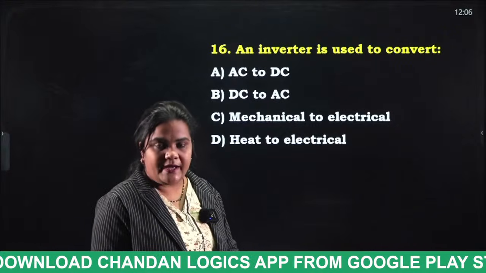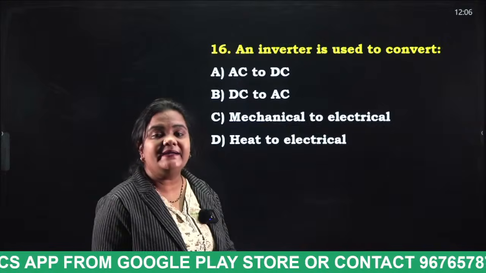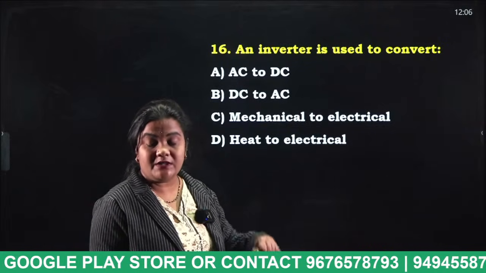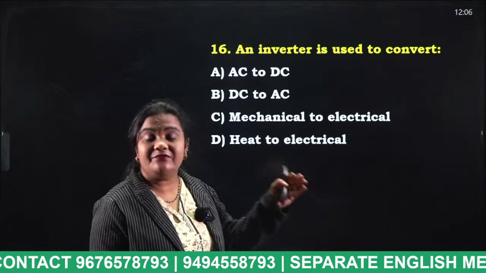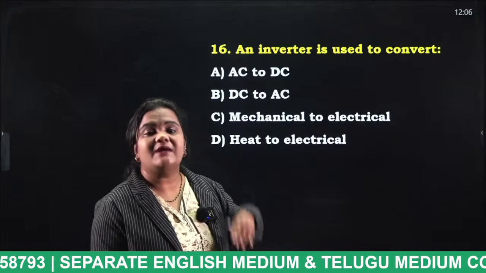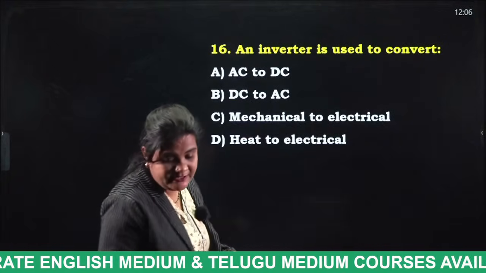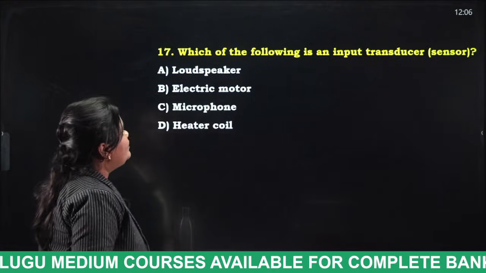Inverter, okay, when the power is off, so what we will do, students, the current is converting from DC to AC. That means already the current which is stored in the batteries, that is direct current, it is converting into AC, DC to AC.